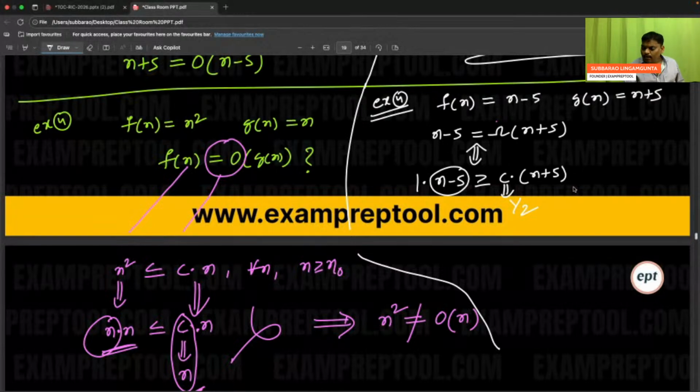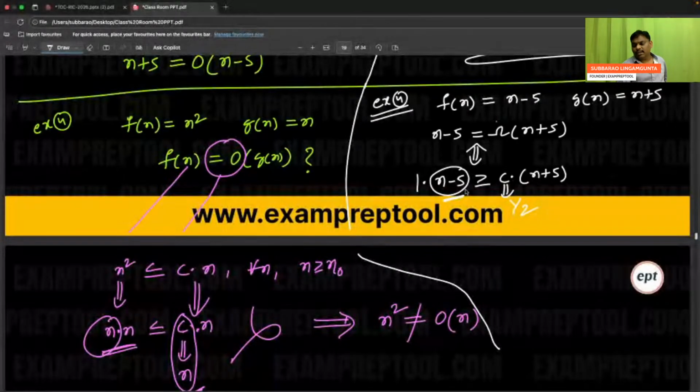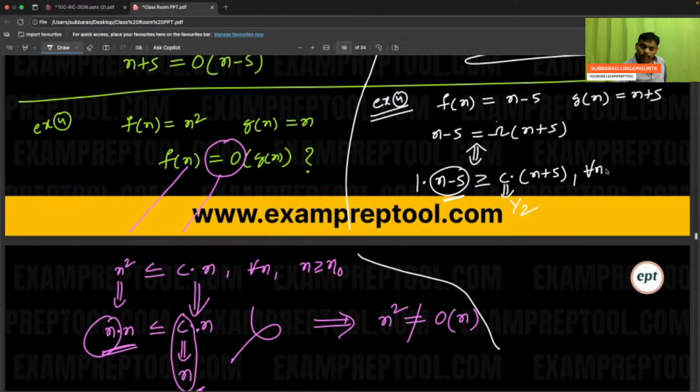But remember, negatives are there. If you take the n value 5 or less than 5, negatives will come, 5, 0. But still I want the left bigger. So for all n greater than or equal to n0, let me check the n0. 1 I cannot take, 2 I cannot take, and so on. I cannot take 5 either. Positive is coming, but it is less.